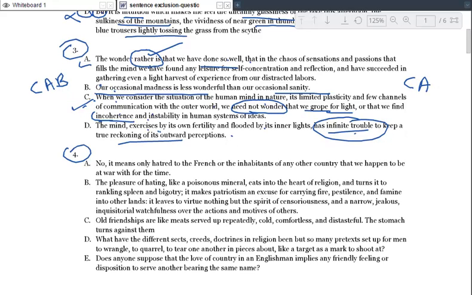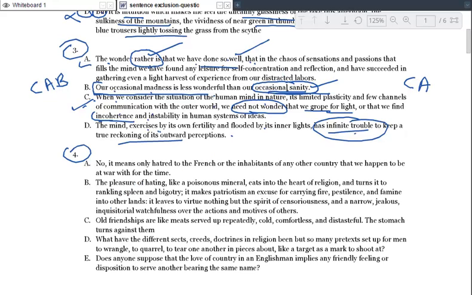Look at this. What is more wonderful? Our occasional madness is less wonderful than our occasional sanity, right? Why is our occasional sanity wonderful? Because of this reason. The wonder is that we have done so well, and therefore our occasional sanity, that means basically being in the right senses, is more wonderful.